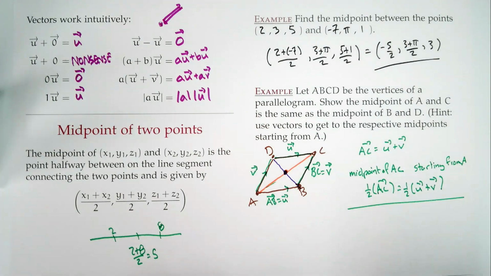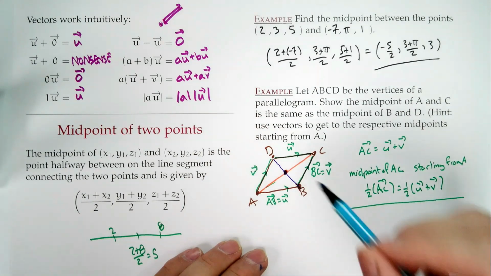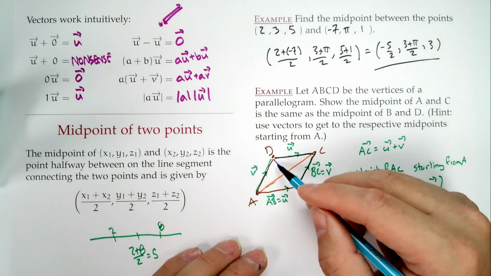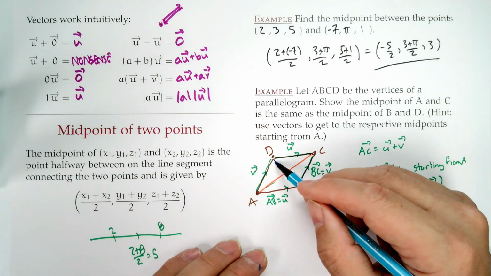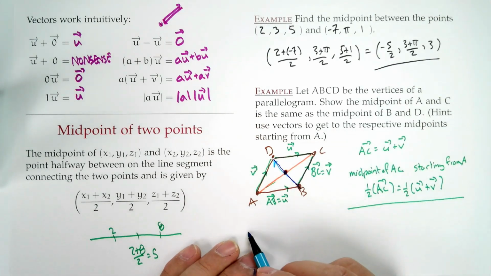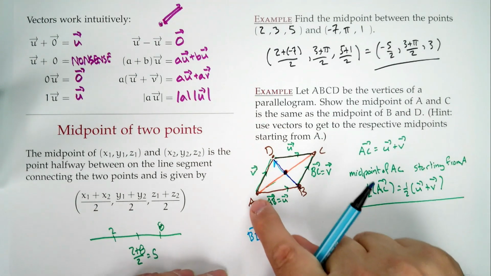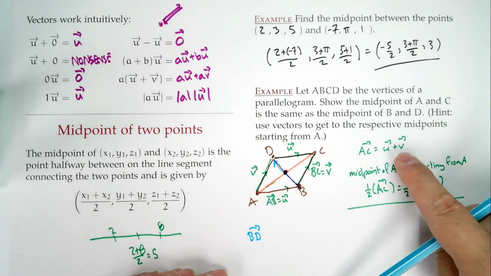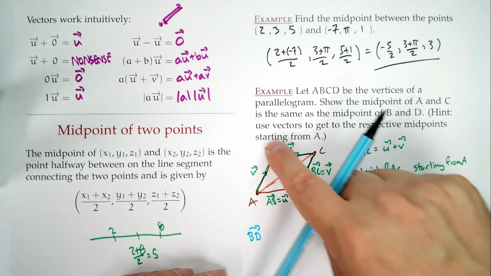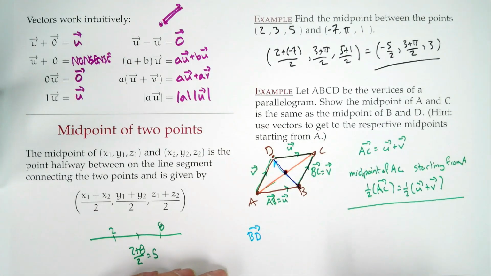Let's talk about the other midpoint. So let's pick an orientation here. Let's say I'm going B to D. So let's talk about BD for just a second here. How can I express that vector in terms of U and V? Because we saw that A to C was U plus V. What is B to D?